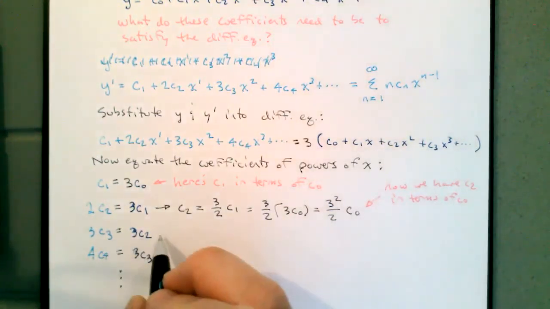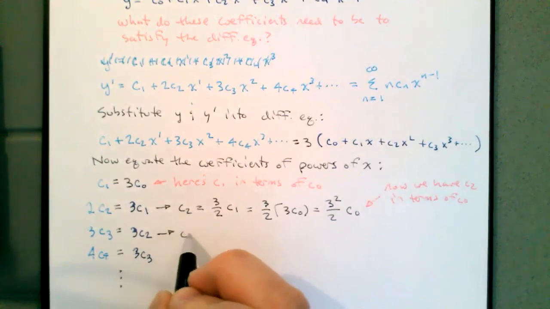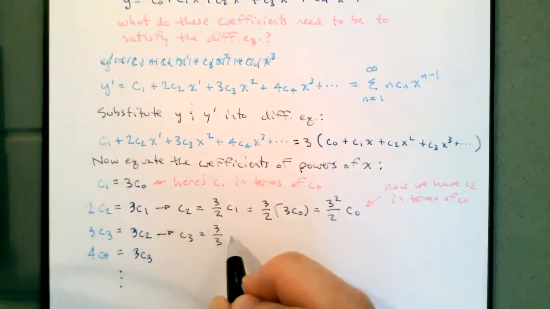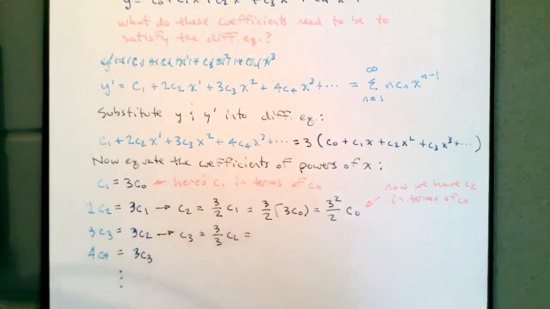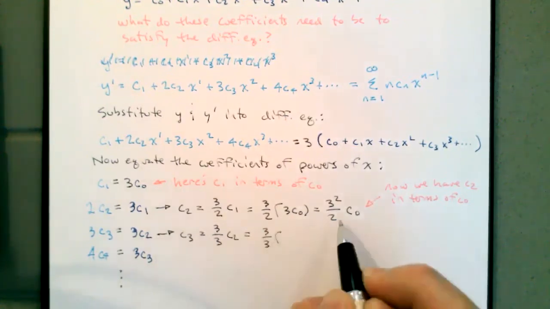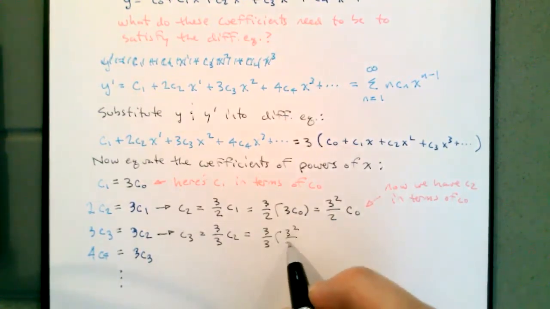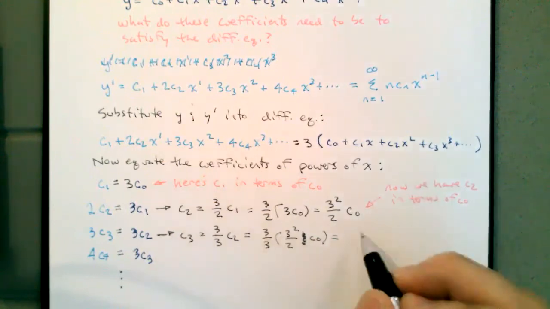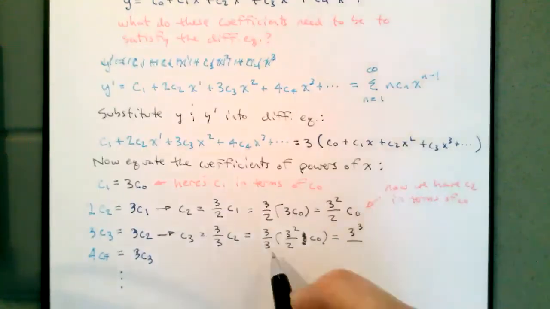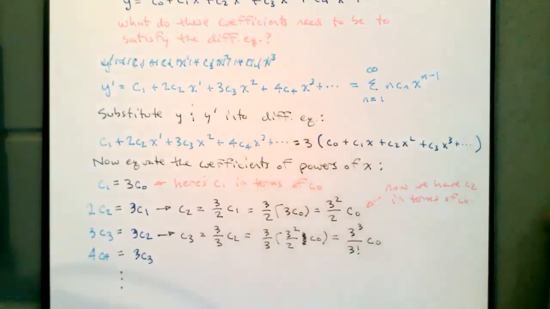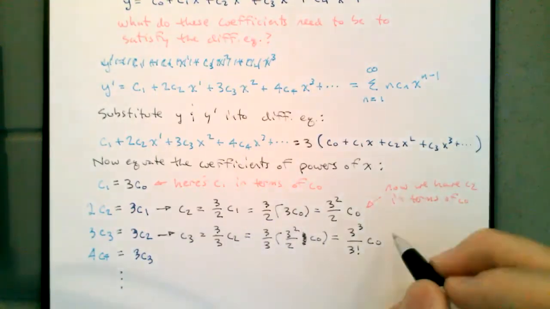In C3, we can solve for C3. C3 is going to be 3 over 3 times C2. But we have C2 in terms of C0. So C3 is going to be 3 over 3 times 3 squared over 2, oops, C0. So I'm going to get 3 cubed over 3 times 2. Now we have C3 in terms of C0.